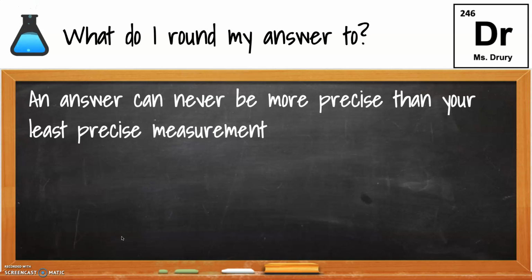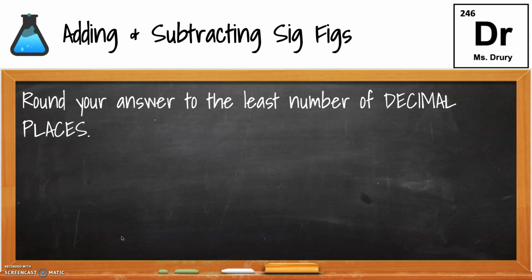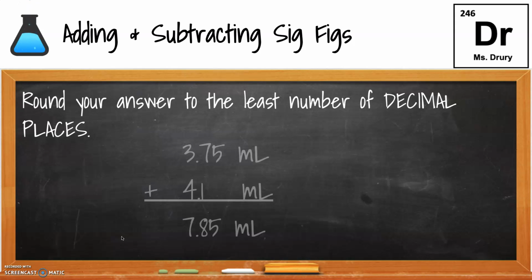And I think we said that in the last video, that whichever device you use that has the least marks on it is going to limit your answers for the rest of the lab. So you have to round your answer to the least number of decimal places when you're working with addition and subtraction. So you have to look at how many decimal places you have in your initial measurements to figure out how to round your final measurement. For example, if I measure 3.75 in a cylinder, but 4.1 in a beaker, which has less marks on it, when I originally add, my answer is 7.85.